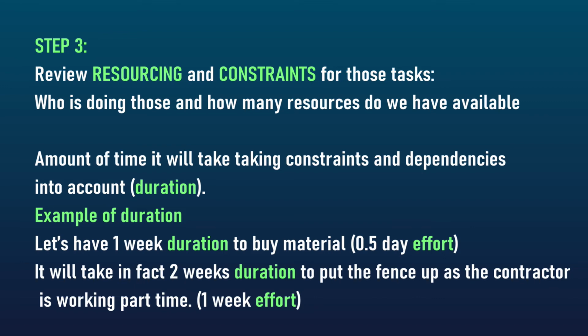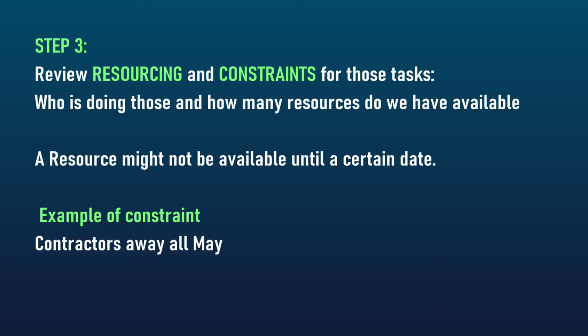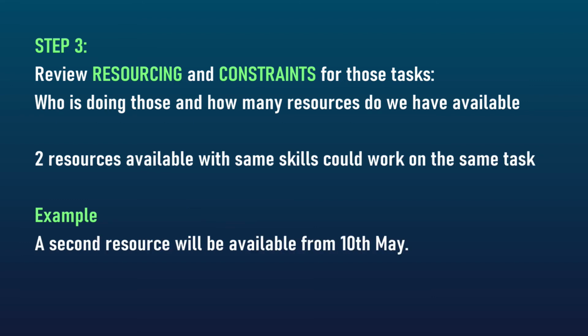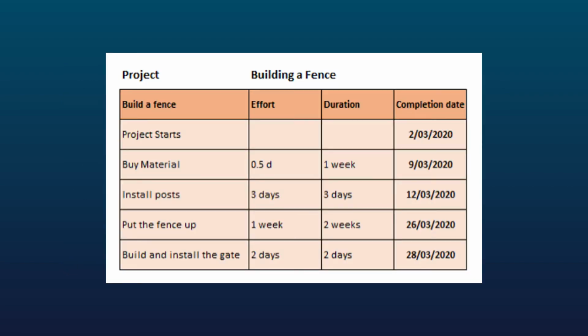A resource might not be available, so that's more a constraint, if you like, until a certain date. So you list your constraints, for example contractor away in May. After that it might not be a problem. You might finish the project before, or the project might start after. Two resources available with the same skills could work on the same task, so that's more of a positive situation. So that's just an example of how you could go about building a schedule.